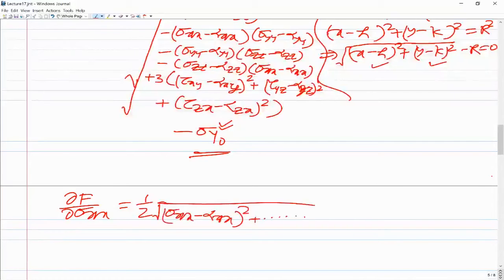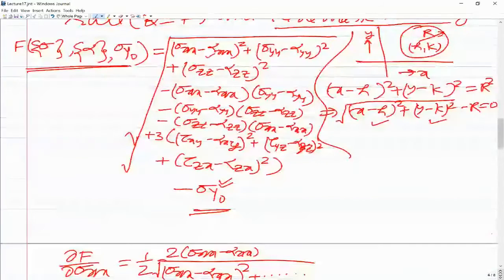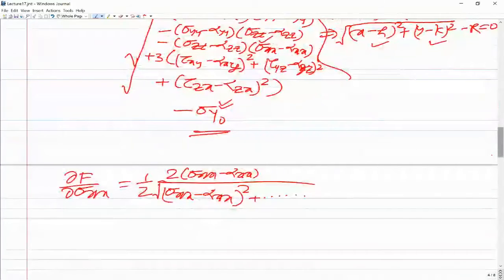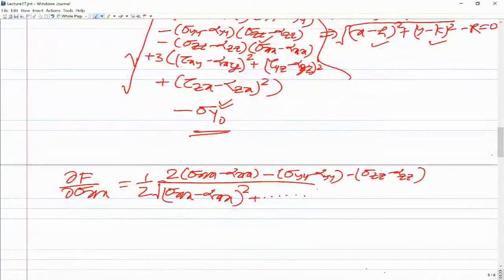Now here you will get the entire set of terms, and then when you differentiate what is inside the square root sign with respect to sigma xx, you will get twice of sigma xx minus alpha xx from this term. Then one term you are going to get from this, one term from this one. Similar to what we did earlier, the only additional thing is this alpha. So you'll get minus sigma yy minus alpha yy and minus sigma zz minus alpha zz. So this is what you are going to get.